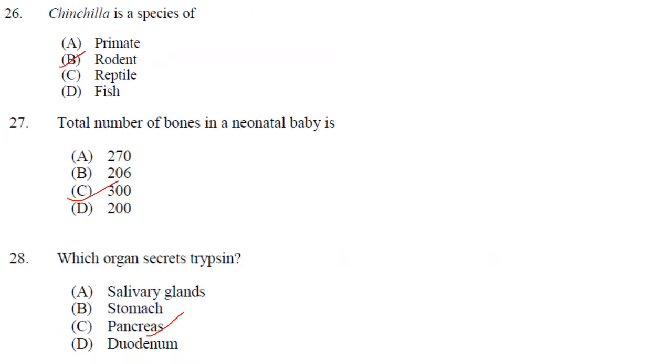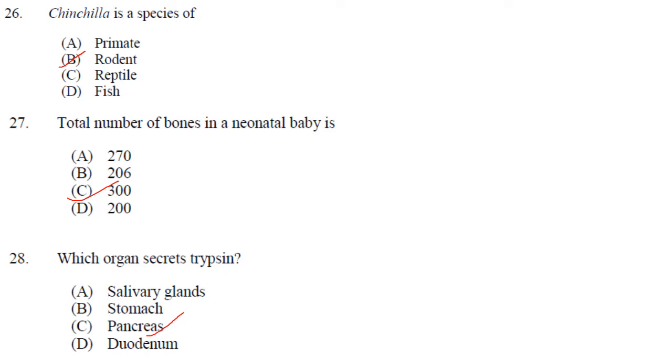Then next one. Chinchilla is a species of. It is a species of rodent. Answer is option B. Then total number of bones in neonatal baby is. So it is in the case of neonatal baby it is 300. And these 300 they will eventually fuse to form 206 bones in the case of adults. So answer is option C.